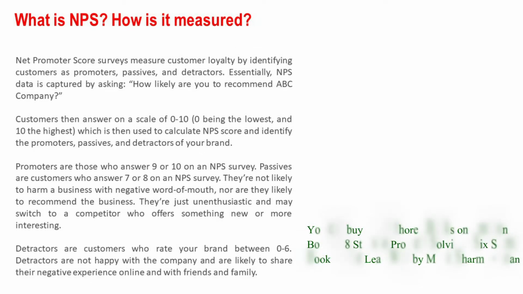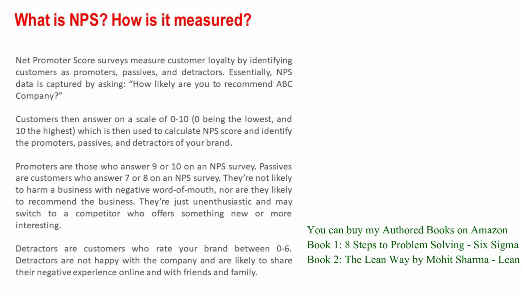Detractors are the customers who rate your brand between 0 and 6. Detractors are not happy with the company and are likely to share their negative experience online and with their friends and family. So let us understand the formula of NPS. How can we calculate NPS percentage? NPS percentage is equal to number of promoters minus number of detractors divided by total number of respondents into 100.